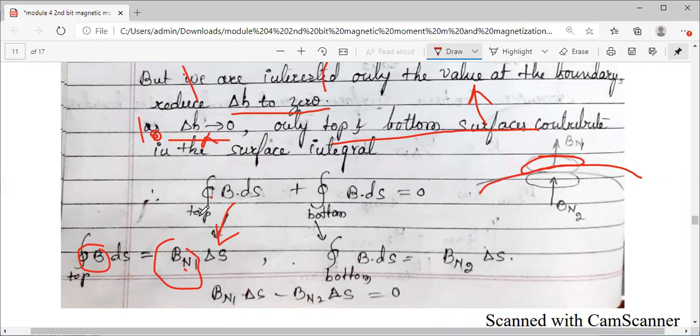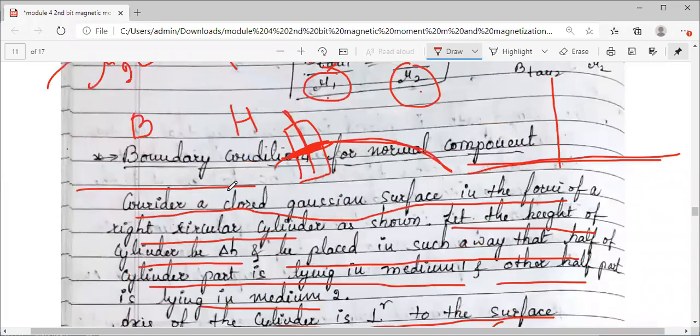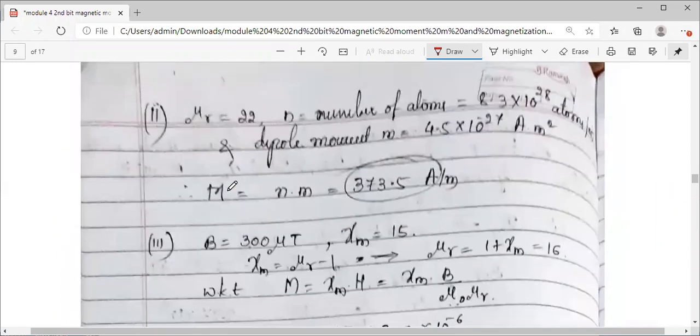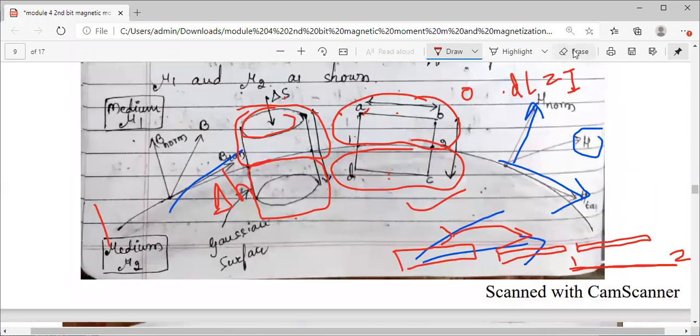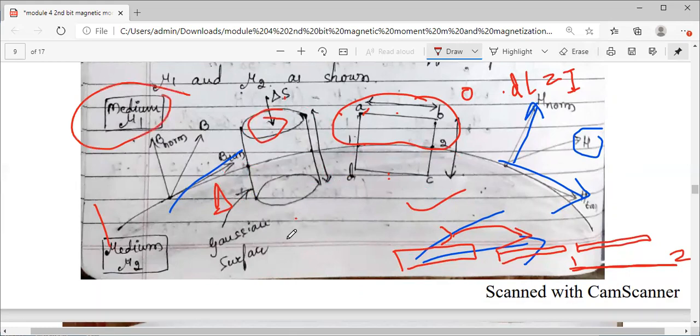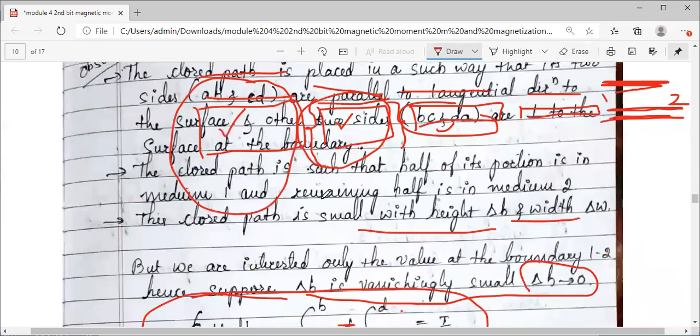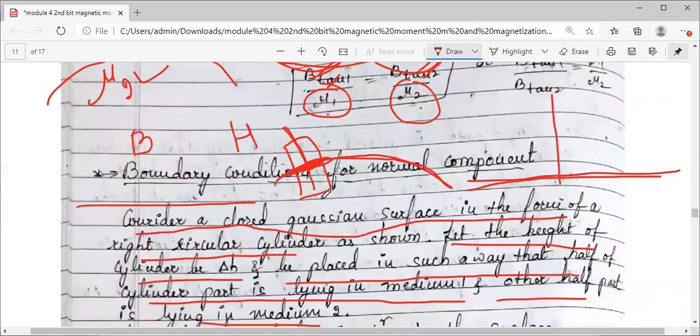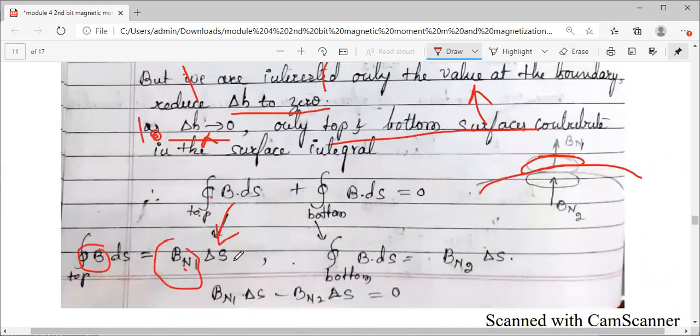Why it is N1? क्योंकि top surface आपके first medium में है. Observe here. Let me quickly show you. Yeah, observe here. Top surface is present in the first medium, bottom surface is present in the second medium. That's why I have used N1 and N2 as the subscripts. So using that, for top surface, it is some flux density value, and area we have assumed it as delta S. This is top. Now for bottom, sorry I missed it here, it should be negative.